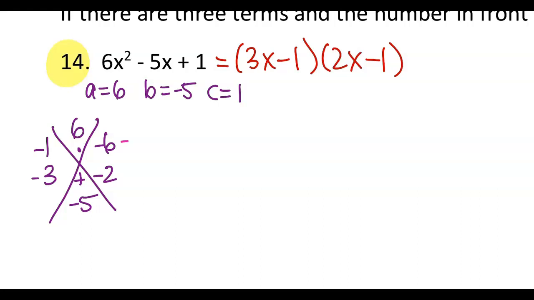All right, from here, I'm going to go ahead and add. So this will give me -7. That can't work. And this one will give me -5. These two are what I'm looking for.